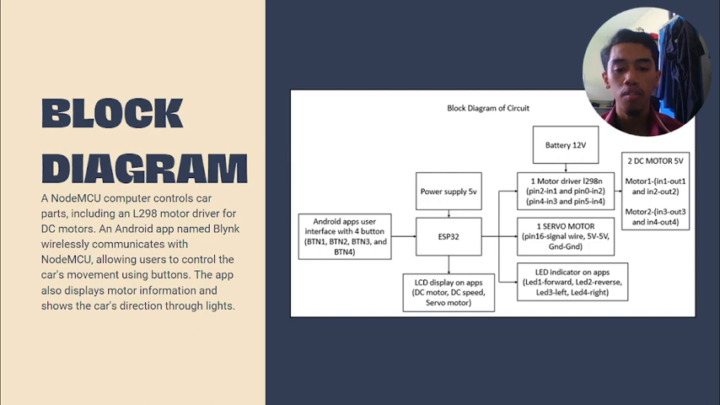The ESP32 is powered by a 5 volt power bank and a battery, and at the output we have the L298 motor driver, servo motor, and LED indicator on the app. For the motors, we use 2 DC motors, 5 volt, powered by a 12 volt battery. So that's all.